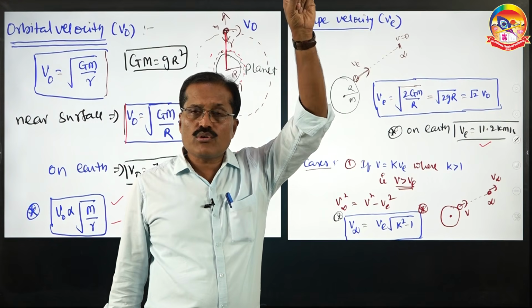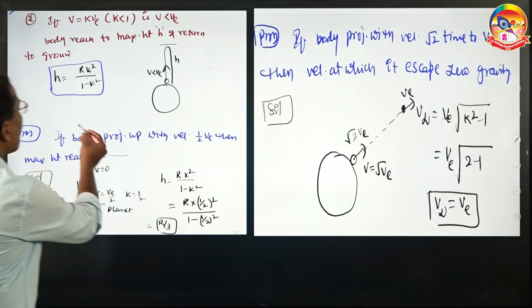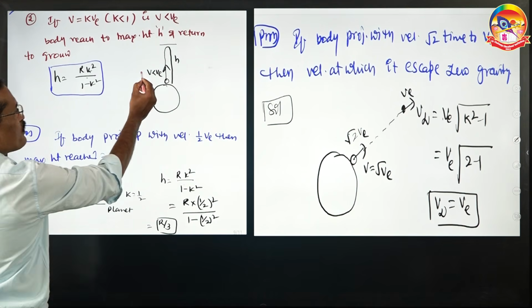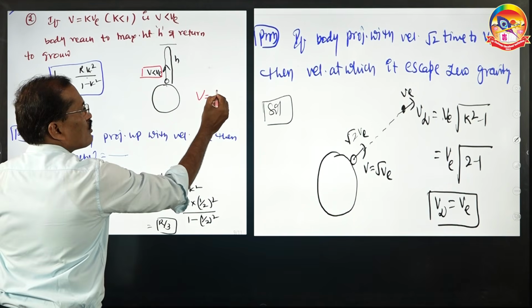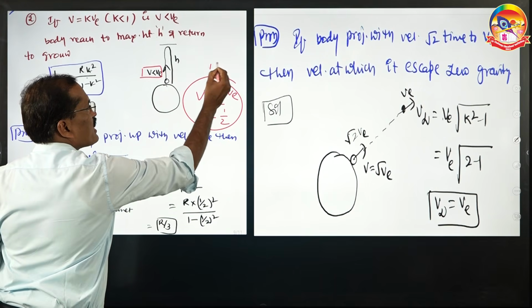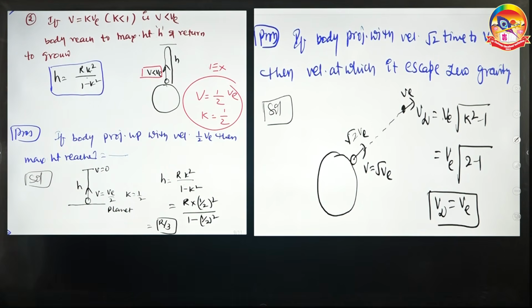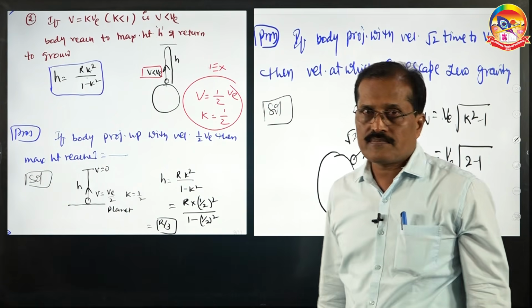What is the maximum height it will go to before coming back to the ground? This is the formula here, children. If the body is projected with a velocity less than the escape velocity, the maximum height is r into k square by 1 minus k square. For example, v is equal to 1 by 2 into ve, which means k is 1 by 2. If you project the body with less than escape velocity, it goes to some maximum height and comes back. One simple question is given here, where it goes to r by 3 and comes back. Or else, if the body is projected with a velocity more than the escape velocity, what happens?